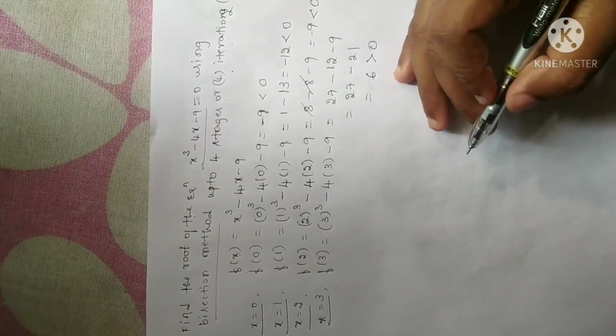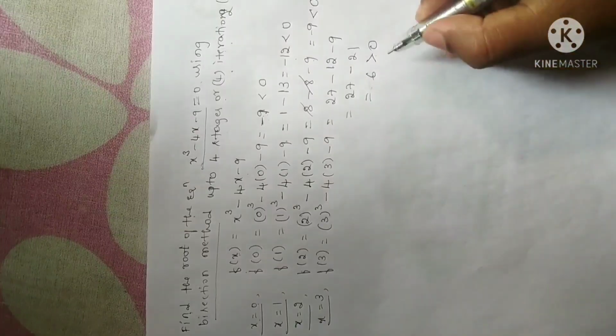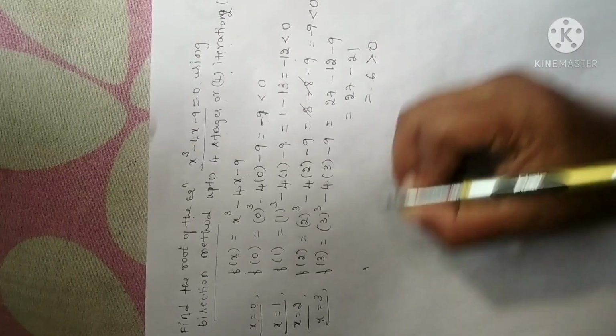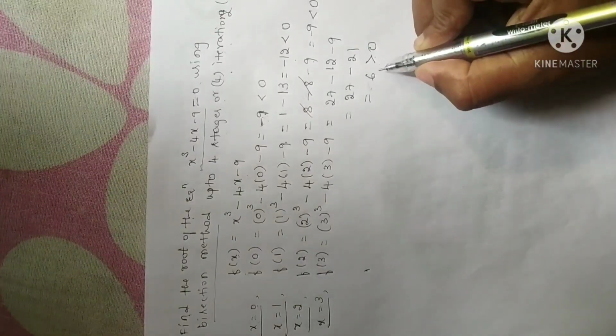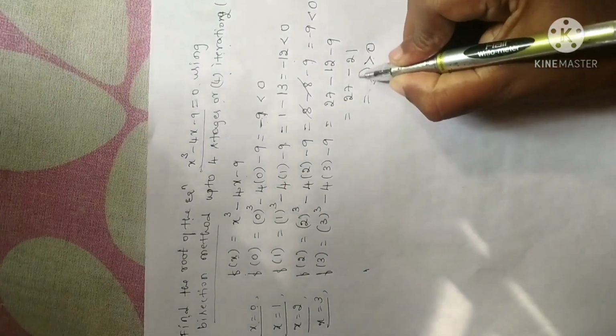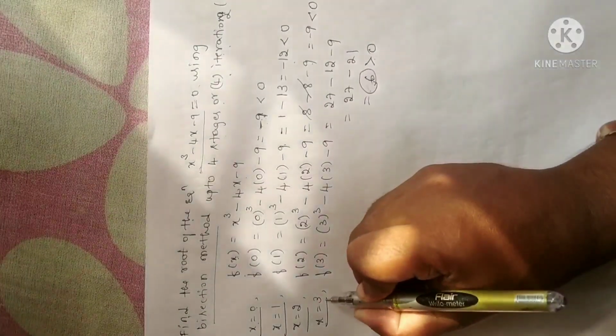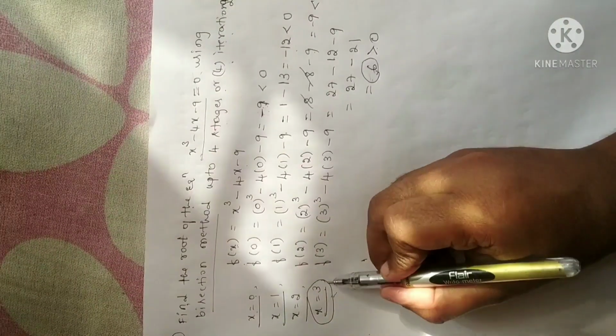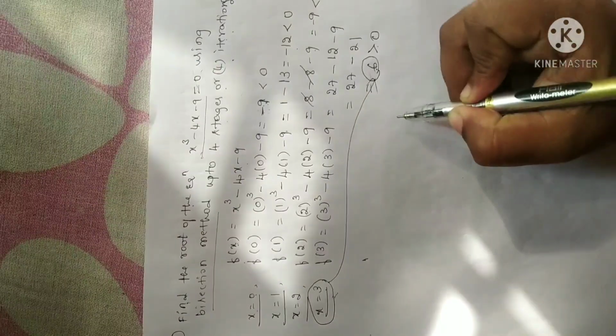So I am going to stop here itself. Now I can see that, let me write one statement here. We can check the roots lie between 2 and 3. Why? Because here the positive value is 6, right? When you give x as 3, you will get a positive value, right?